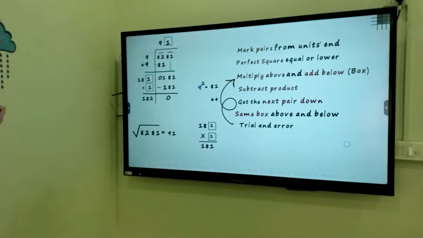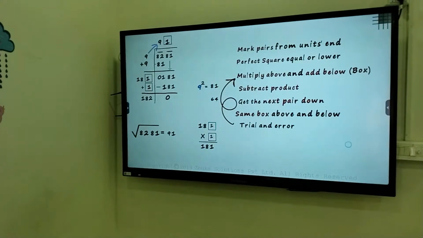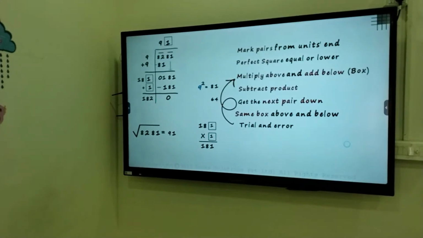Let's review what we just did. We marked pairs from the unit end, which gave us two pairs, 82 and 81. Then we choose a perfect square which is equal to or lower than the leftmost pair, 82. We found out that 81 is the closest square. We write its square root to the left. Then we multiply above. 9 multiplied by 9 equals 81. And add below. 9 plus 9 equals 18. And with 18, we leave space for one more digit.